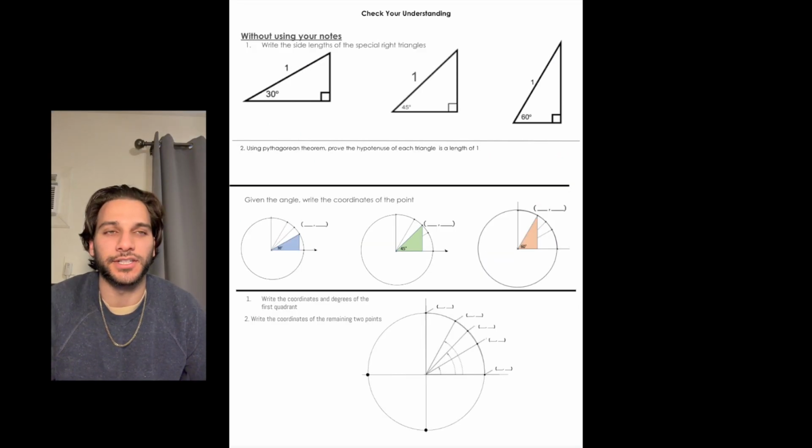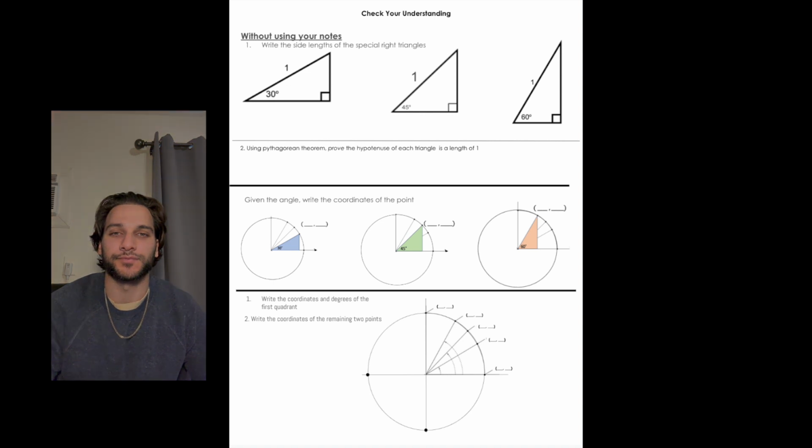So right here are the check your understanding questions. Remember, you can print these out from the link in the description, or you can just try them on here. I would pause the video and try them on your own, and then press play when you're done so that you can see if you're getting them correct.